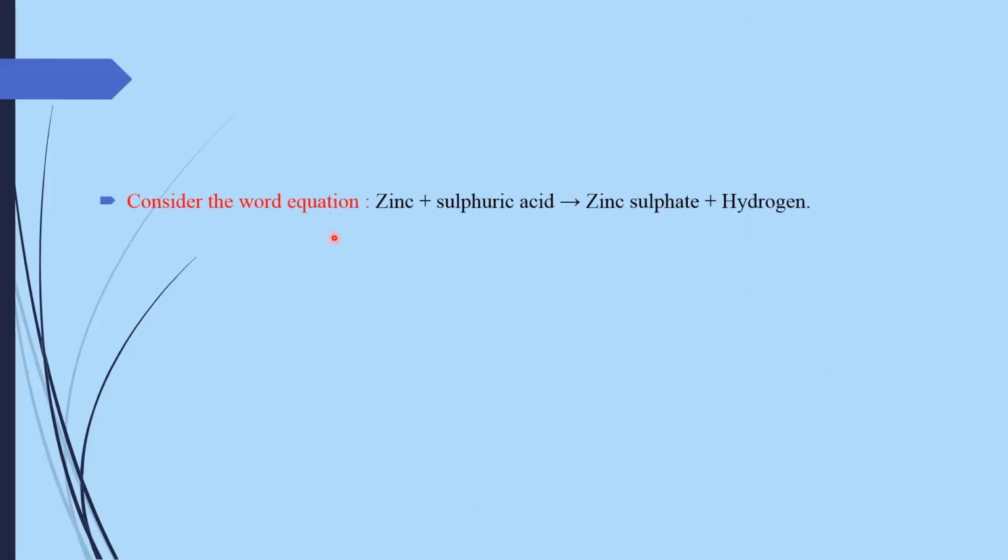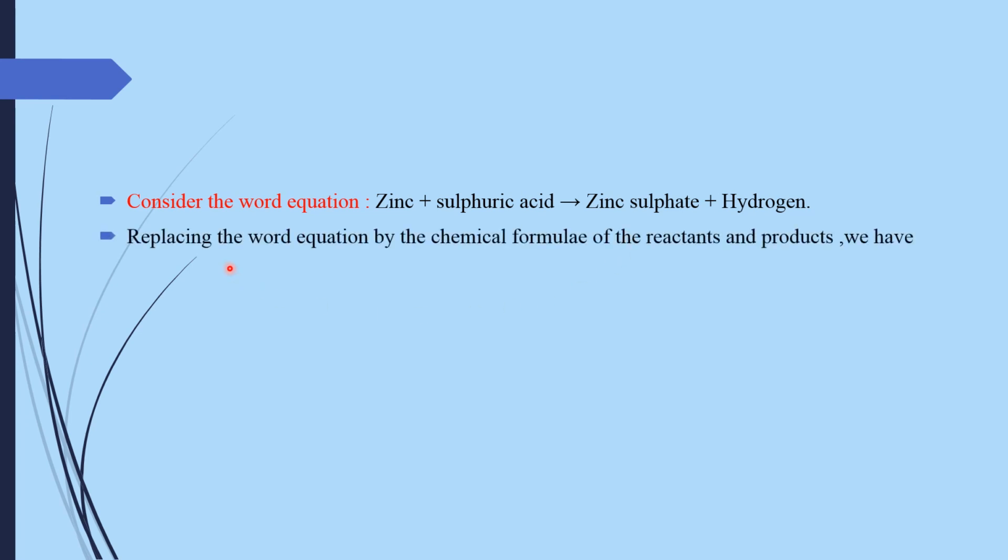Consider the word equation zinc plus sulfuric acid gives zinc sulfate plus hydrogen. Replacing the word equation by the chemical formulas of the reactants and products, we have Zn plus H2SO4 gives ZnSO4 plus H2, that is zinc plus sulfuric acid gives zinc sulfate plus hydrogen.